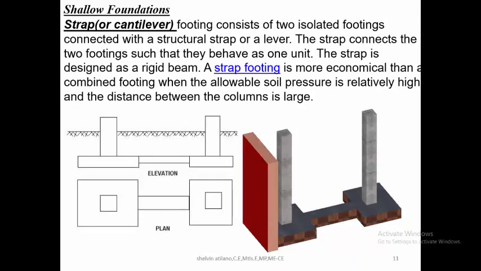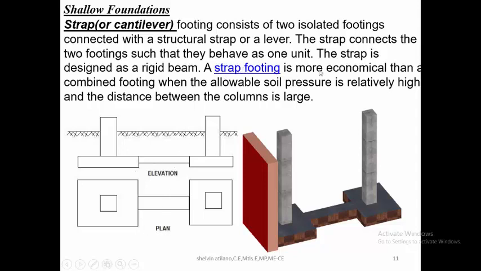It consists of two isolated footings connected with a structural strap or a lever. The strap connects the two footings such that they behave as one unit. The strap is designed as a rigid beam. This is similar to a combined footing, but look at it. We remove some section here. This is like value engineering.